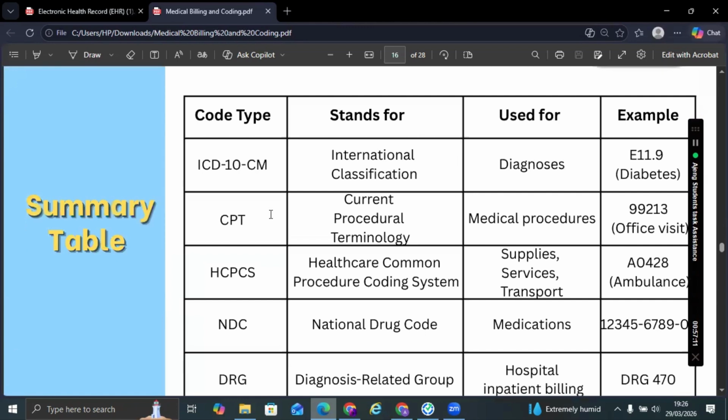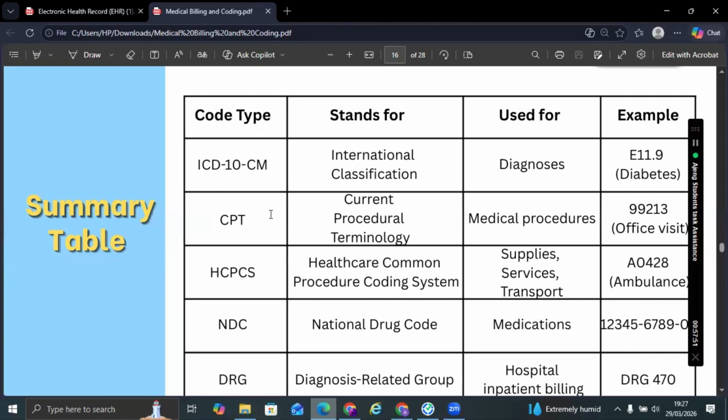Okay, this is the summary table. For example, ICD-10-CM, International Classification, is used for diagnosis. For example, E11.9 is diabetes. And then CPT, Current Procedural Terminology, is used for medical procedures. For example, 99213 is an office visit. Healthcare Common Procedure Coding System is used for supplies, services, and transport. Example, A0428.